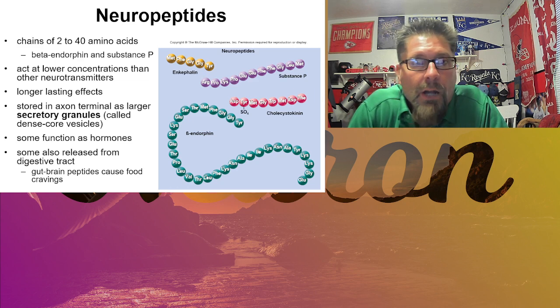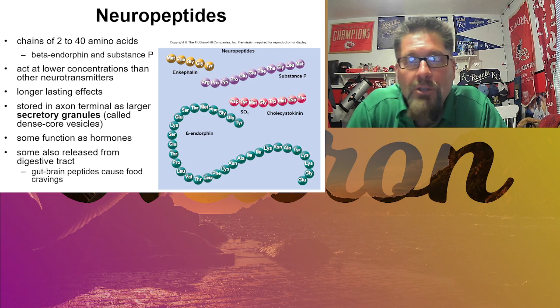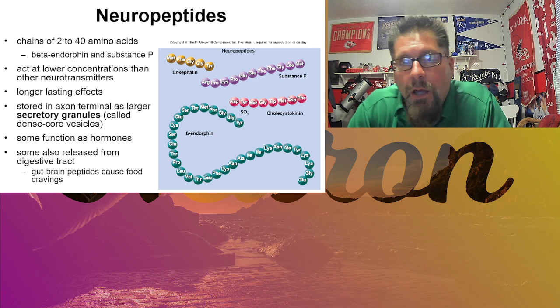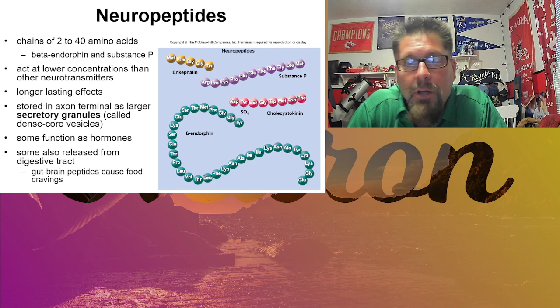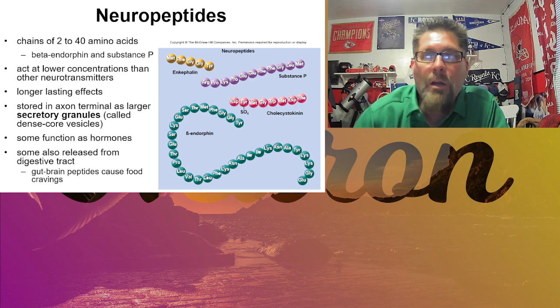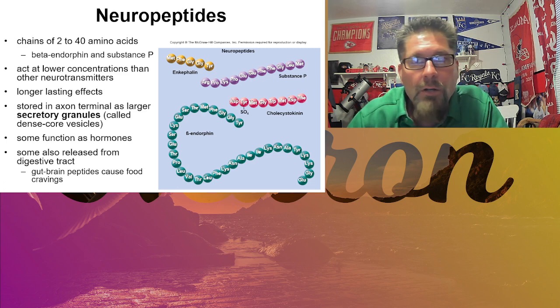You can see that a chain of these, anywhere from 2 to 40 amino acids long, is what makes them up. And neuropeptides have a much longer lasting effect, as you can see. They also play a part in digestion and hormones, and they just have quite diverse characteristics and functions.